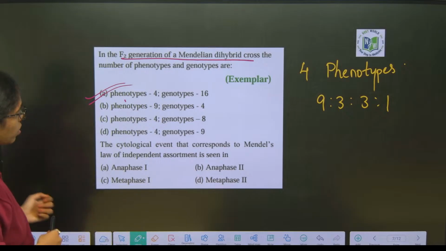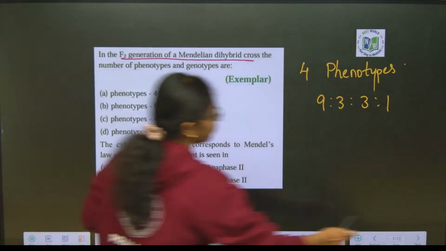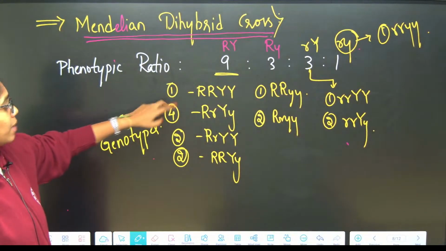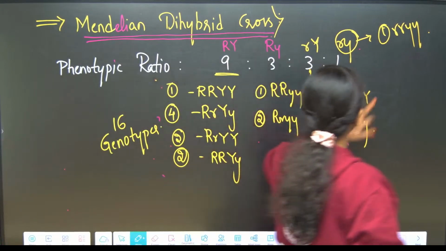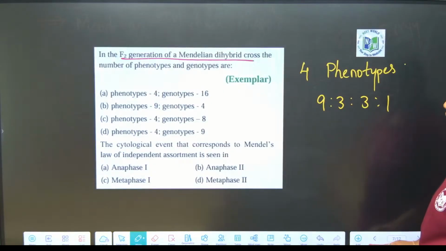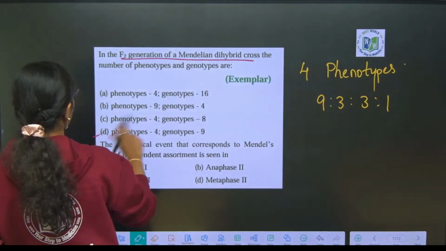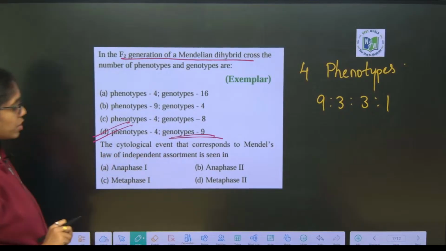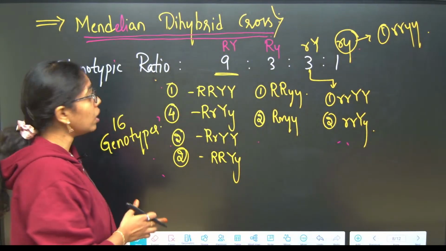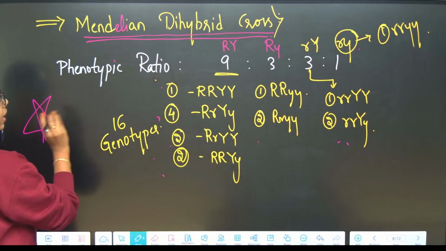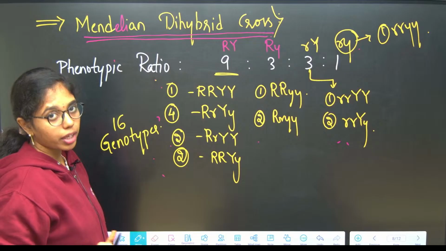So in total you have 4 phenotypes and how many genotypes? 1, 2, 3, 4, 6, 9. In total you have 9 genotypes, sorry. So 4 phenotypes and 9 genotypes will be your answer. Option D is the right answer. If you want, you can take a screenshot of this. If you understand this properly, you can apply it to all different kinds of questions asked on the Mendelian dihybrid cross.